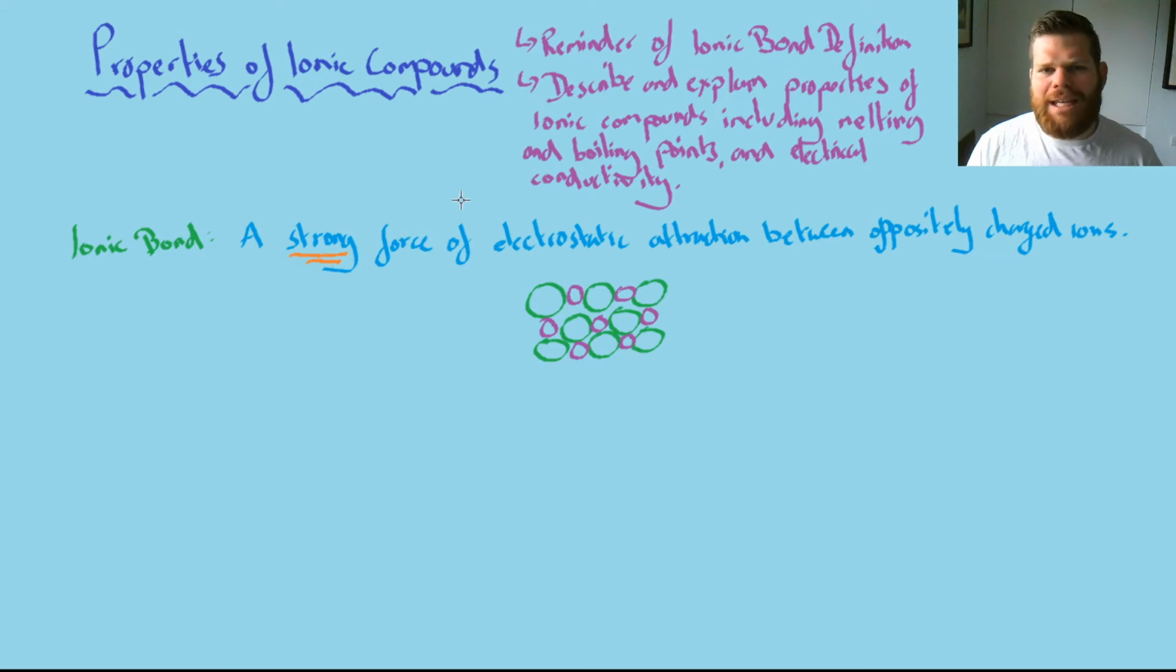So what does that mean in terms of melting point and boiling point? Well, if I wanted to turn this solid into a liquid, I would have to use an awful lot of heat in order to do so. What that means is that ionic compounds have high melting points and boiling points.